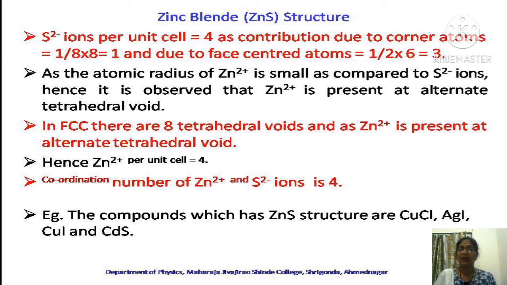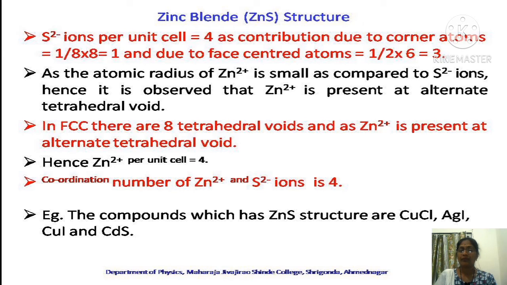In FCC, there are 8 tetrahedral voids. FCC consists of 2 types of voids: octahedral voids and tetrahedral voids. And in FCC, there are 8 tetrahedral voids, and we know that Zn2+ is present at the alternate tetrahedral voids. Therefore, the number of zinc atoms comes out as 4. So, the number of zinc ions per unit cell is equal to 4.